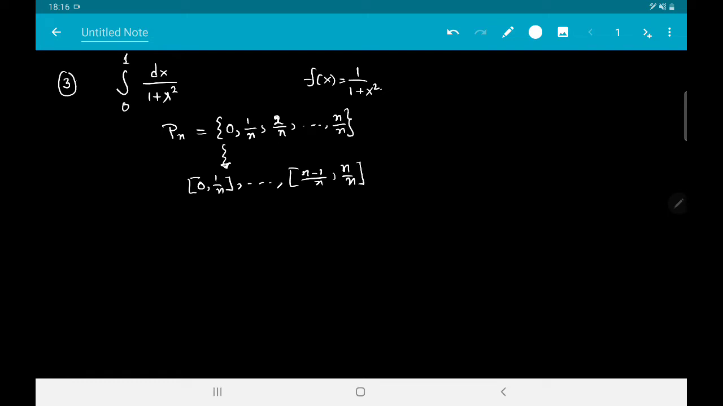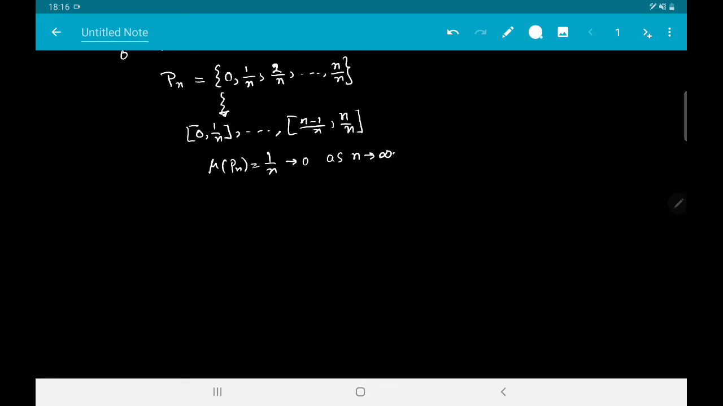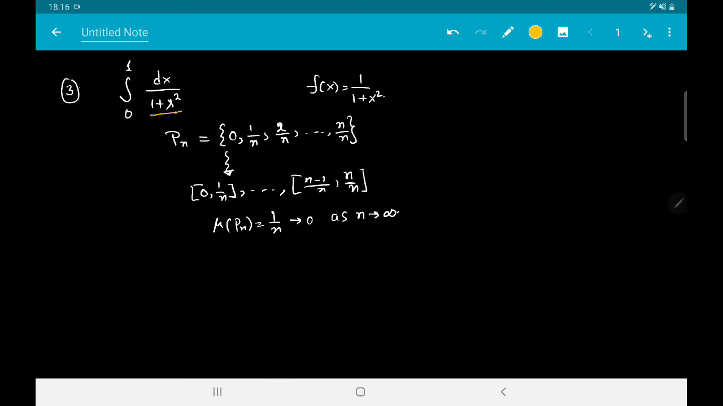and we have also seen that the mesh of Pn is equal to 1 by n, which goes to 0 as n goes to infinity. And we can choose our tag set, so everything falls in place. We also know that the function f(x) equal to 1 divided by 1 plus x squared is integrable because the function is continuous. So everything falls in place, and we can apply our knowledge of Riemann sums to this example to make sure that we can at least approximate this integral that we want to work with. So how do we do it?